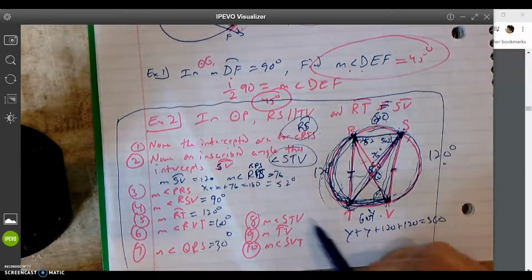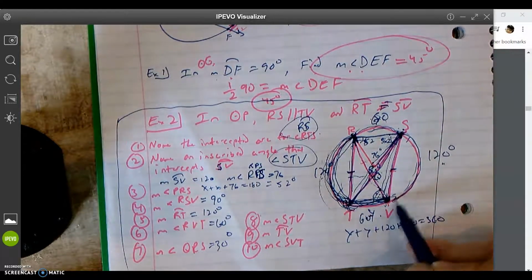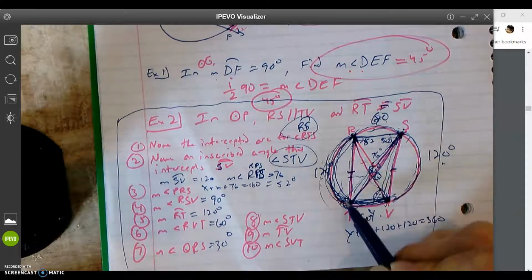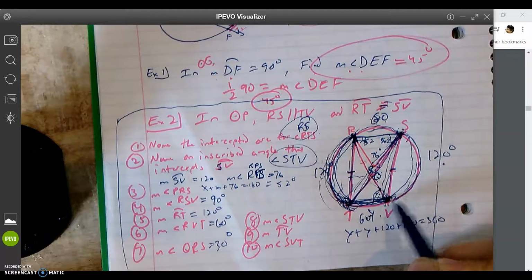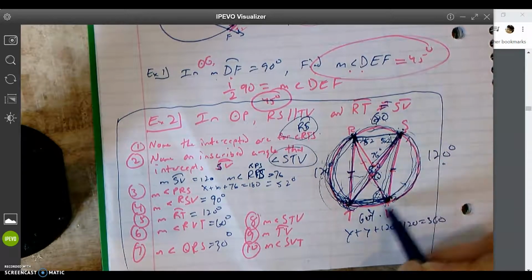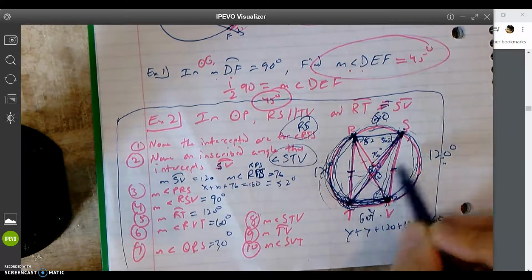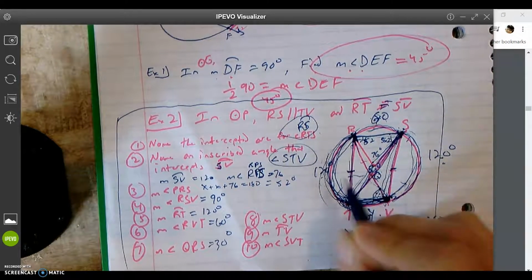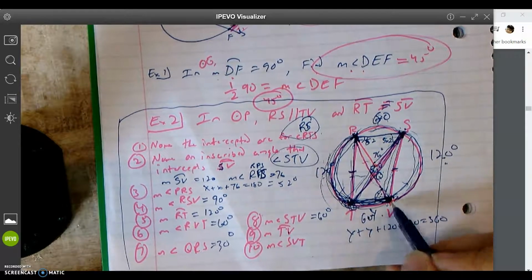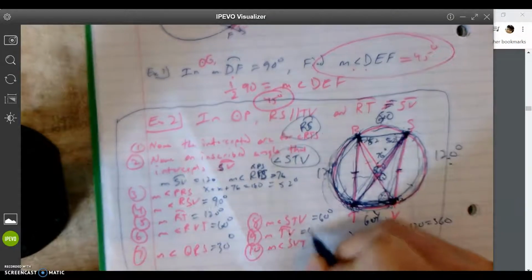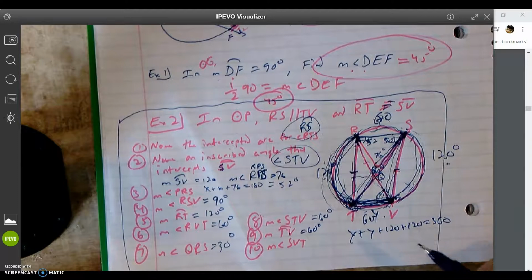All right, the measure of STV. So another inscribed angle, STV. This is the corresponding arc, and that's 120, and so this has to be half of that because this is an inscribed angle. So that's going to be 60 degrees. All right, TV, the arc, boom, we already did that. That would be 60 degrees. Sometimes when you mark out the picture, you just happen upon easy ones.